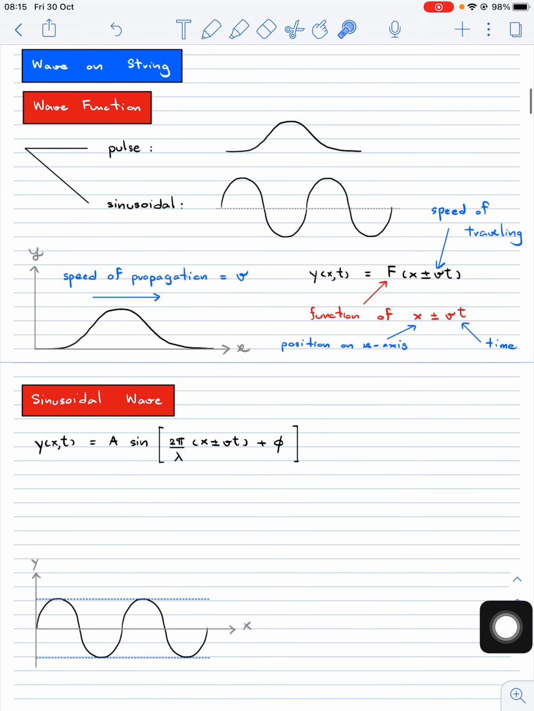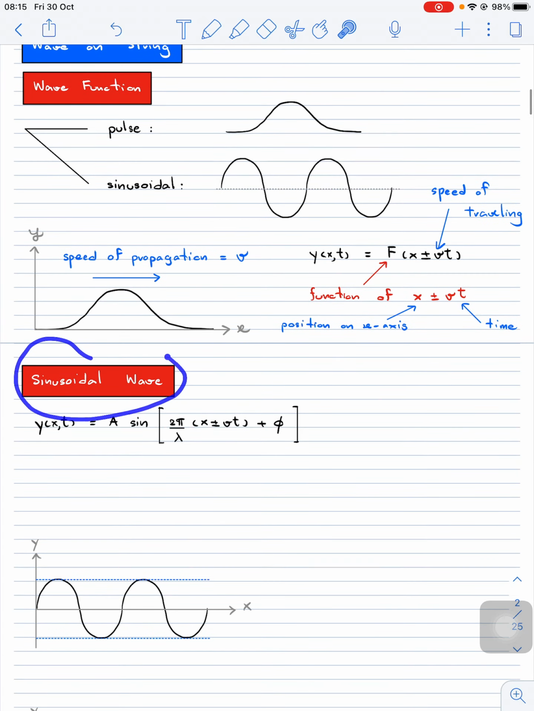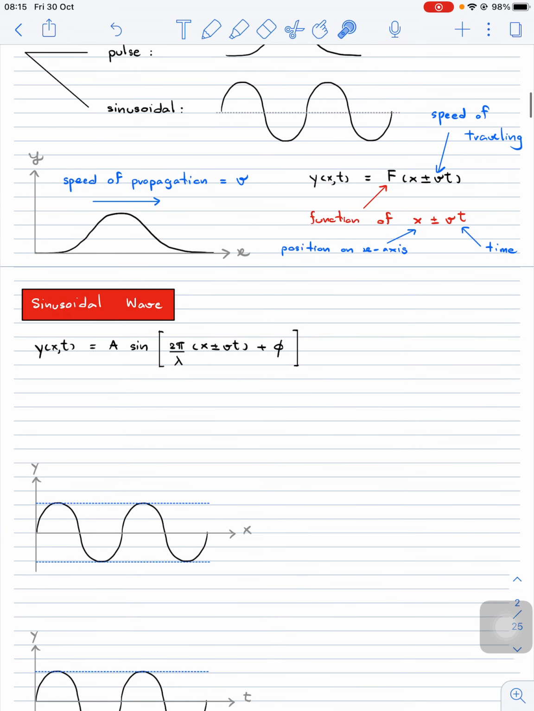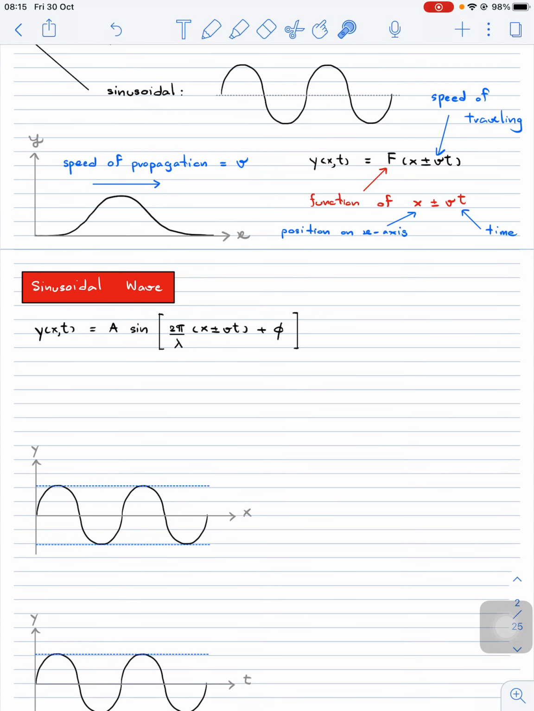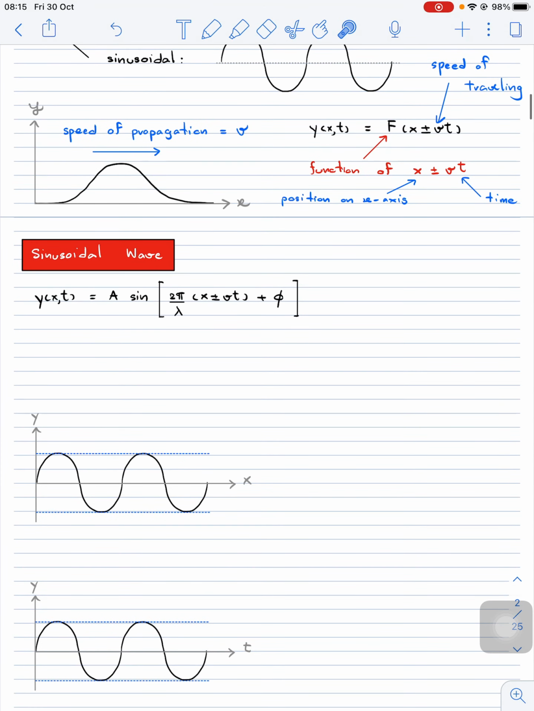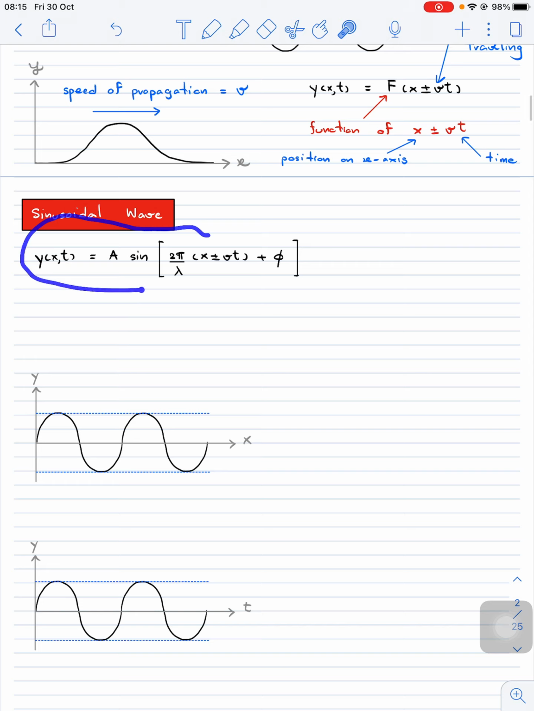And then we can have another type of wave. It's called the sinusoidal wave. As its name suggests, sinusoidal just means the sine function or the cosine function. So it means that this type of wave is going to depend on the sine function and the cosine function. This is going to be one of the general forms of the wave function.